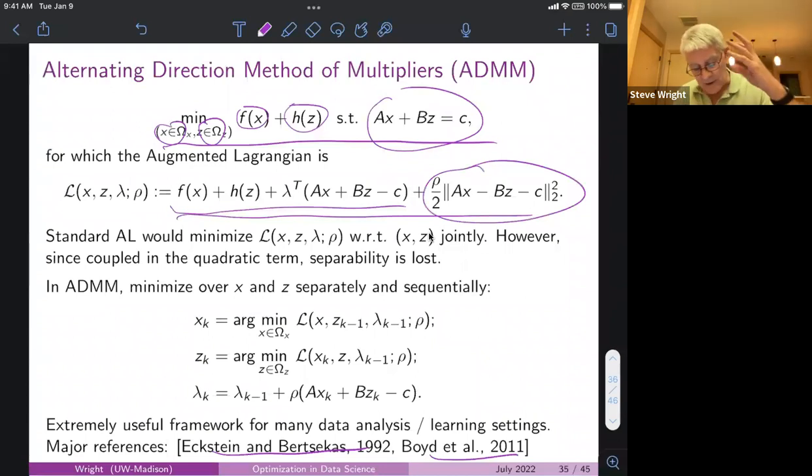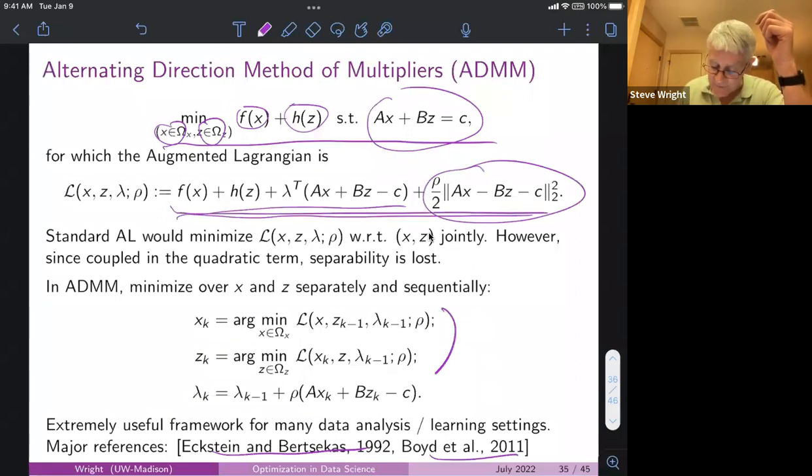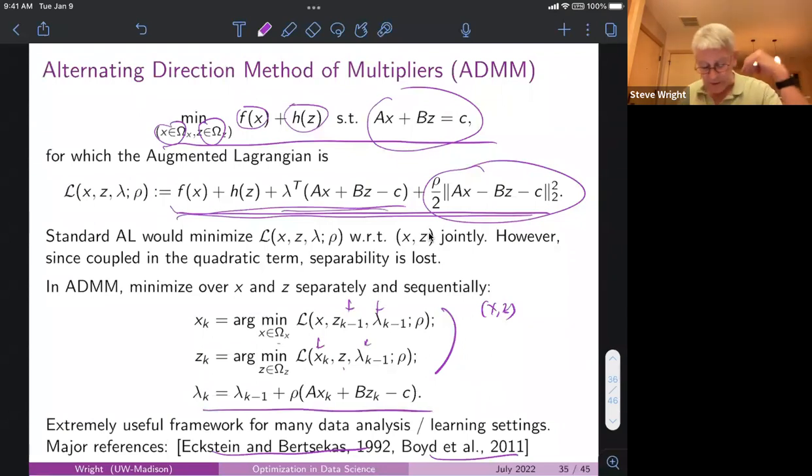But the idea is that you don't try to minimize. If you were doing the straight augmented Lagrangian method, you'd be trying to minimize this function jointly over X and Z, okay? But what ADMM does is it minimizes them separately. So it fixes the Z and the lambda and minimizes this thing over the X. Then it fixes the X and the lambda and minimizes this function over the Z. And then it updates the lambda according to this formula, okay?